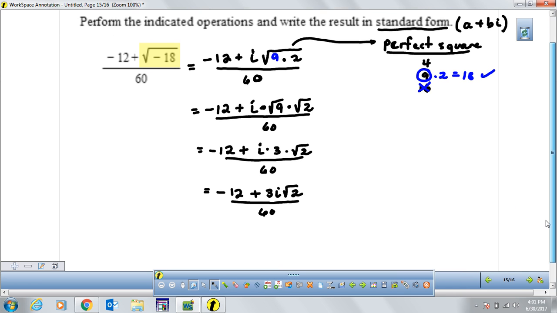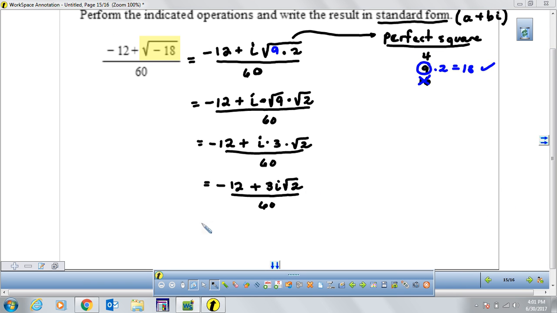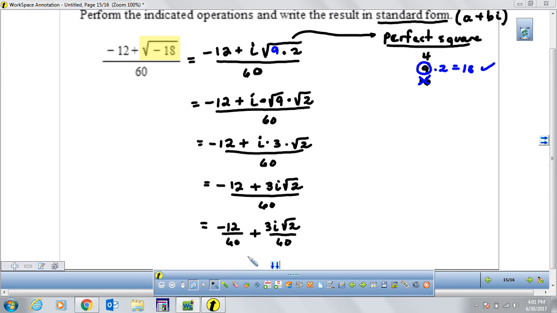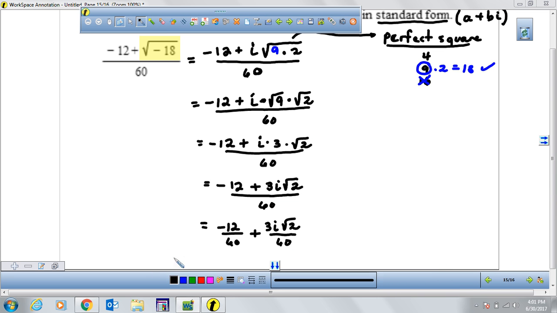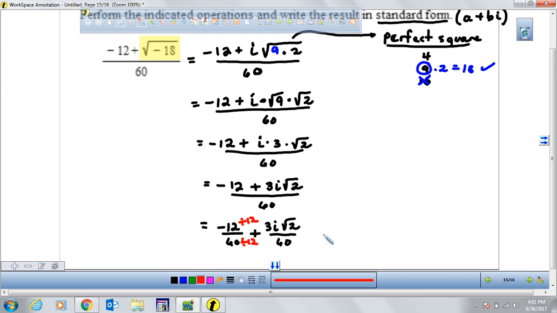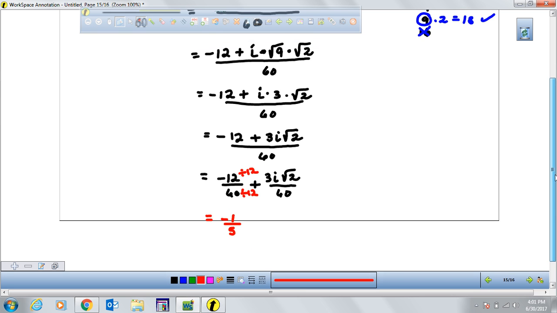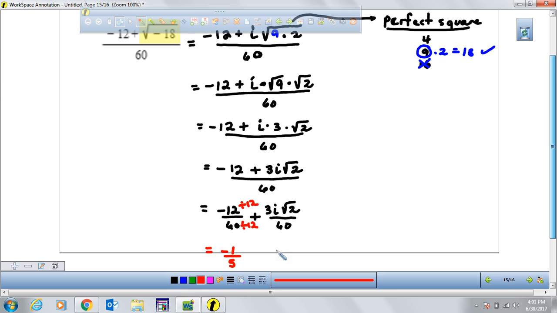So the last thing we have to do here to write it in the form a plus bi is that we are going to divide both of them by the 60. Negative 12 divided by 60 plus 3i times the square root of 2 divided by 60. Okay? Now 12 cannot be divided into 60 evenly, but what we can do is reduce 12 and 60 by 12. And that is going to give us a negative 1 over 5. Negative 1/5. That's what it gives us as a solution.